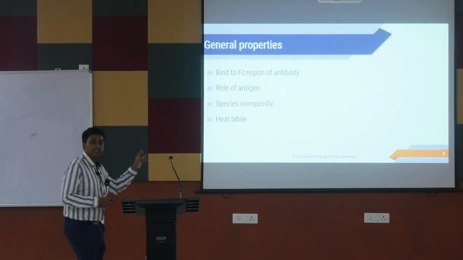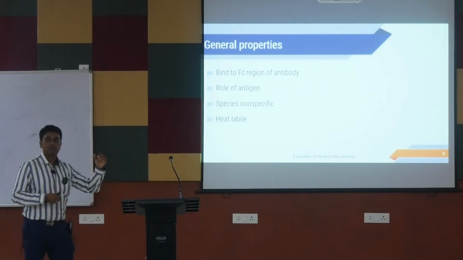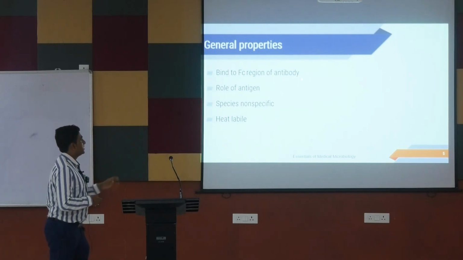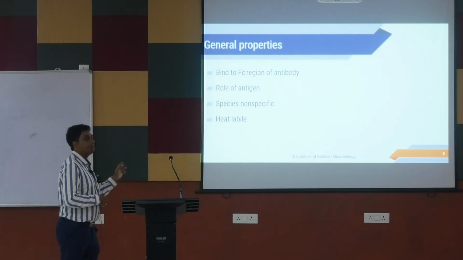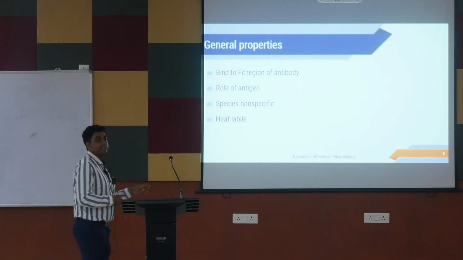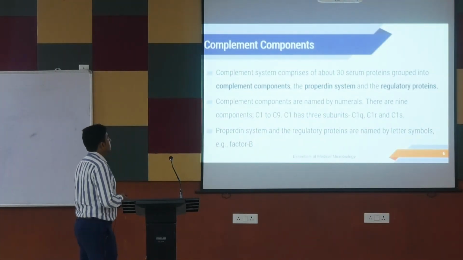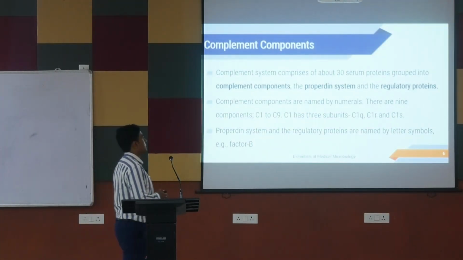They bind to the Fc region of the antibody. অ্যান্টিবডি পড়েছিস, এফসি রিজন, কনস্ট্যান্ট রিজন আর হেভি চেইন রিজন। অ্যান্টিবডির এফসি রিজনে বাইন্ড করছে, অ্যান্টিজেনের মতো একটা রোল প্লে করে, species non-specific, and heat labile. Heat দিলে এটা নষ্ট হয়ে যায়। The complement system comprises about 30 serum proteins.